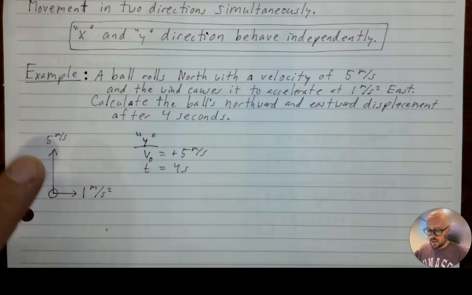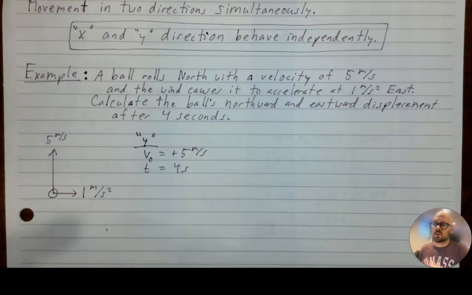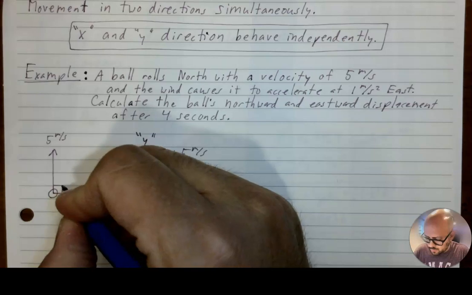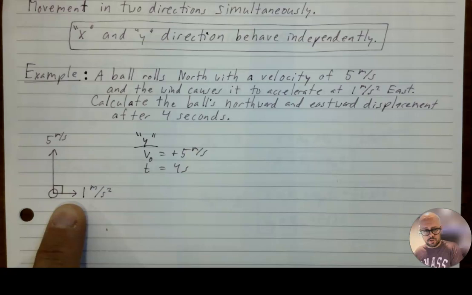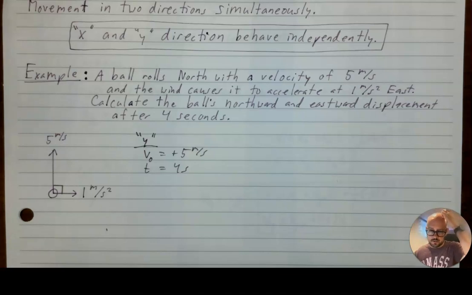And then here's the key. Because the acceleration is happening to the east, there is no part of that acceleration that points north or west. When things are separated by 90-degree angles, they do not interact with one another. So there is no way for this acceleration to affect this velocity. And so that's the key to all two-dimensional motion, is to separate your vectors into perpendicular components.